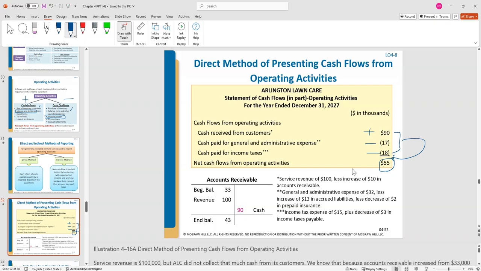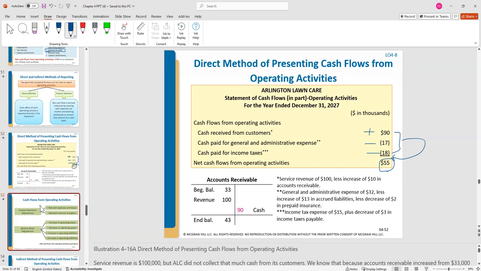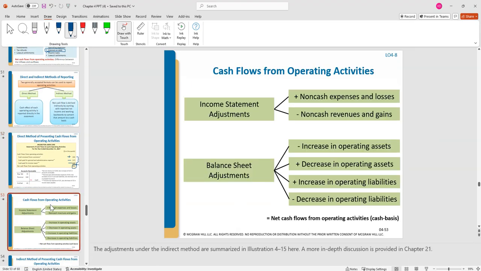This same framework, the direct method, is going to be very similar to how we do the investing and financing sections. It's just plus, minus, plus, minus, whatever fits in the box for that category. The only place it gets a little bit different is when we use the indirect method.